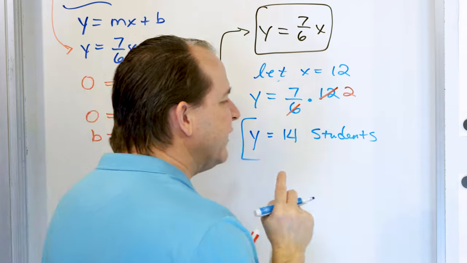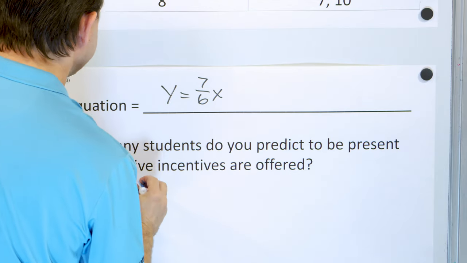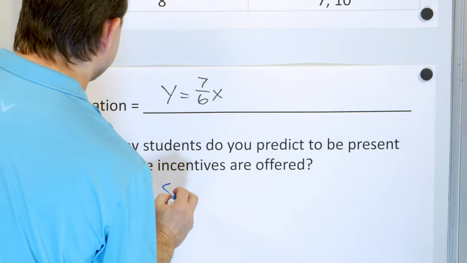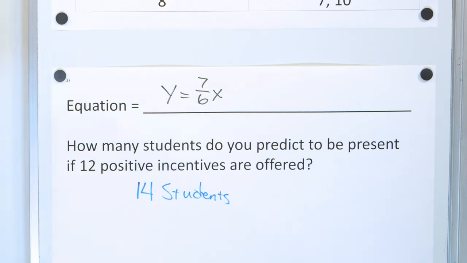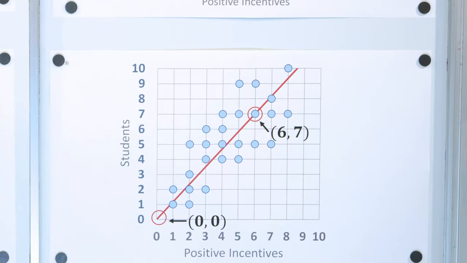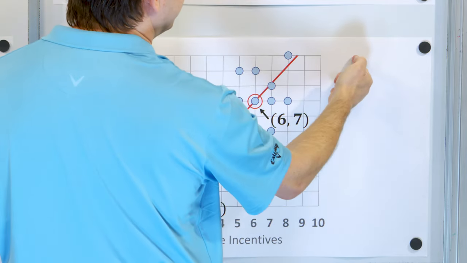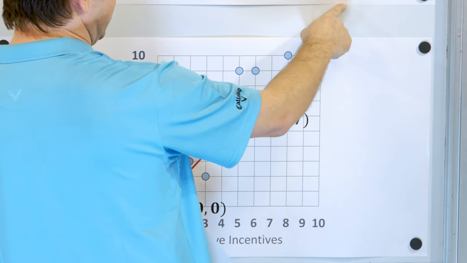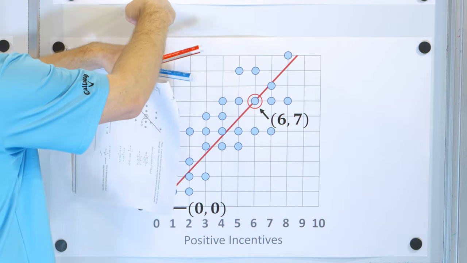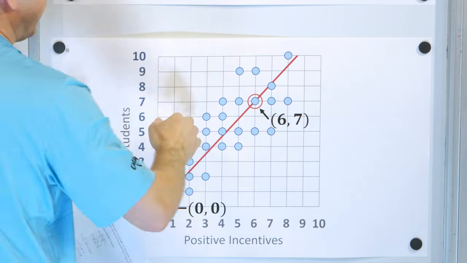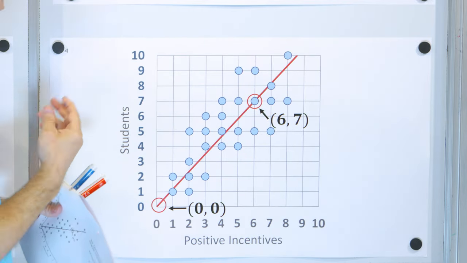So the question is, how many students do you predict to be present if 12 positive incentives were offered? 14 students. Does this make sense? Well, it's off the chart. But if this is 10, then you say 11, 12, then you go up here and sort of draw a line, probably right around here, which is over here. It's 11, 12, 13, 14, that's pretty close. If I continued my graph, I would draw this line up and be able to read it right off the chart, so it seems to make sense.